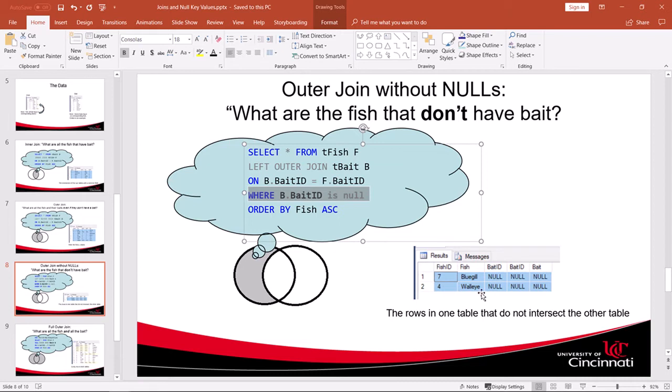The result of that is only 2 rows, the bluegill and the walleye, because they had a foreign key value of null. And that can be drawn this way. That shows us that there is no corresponding record in the bait table for those 2 records in the fish table. And that's not a common use of the Venn diagram, but it does illustrate this type of outer join.